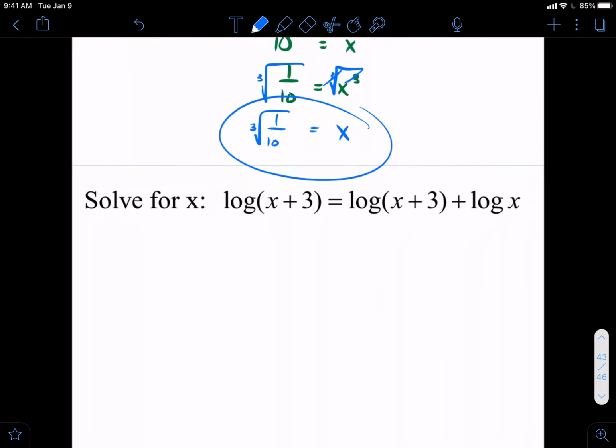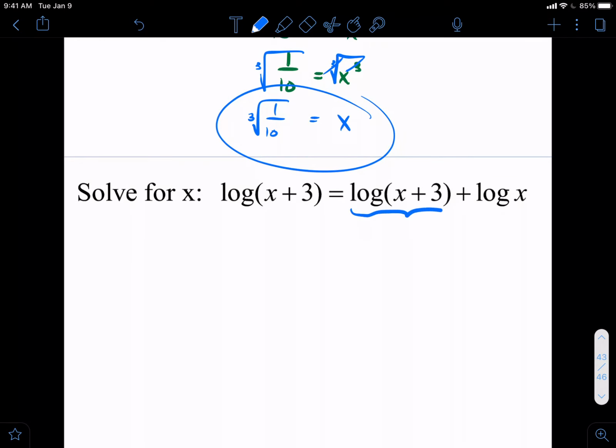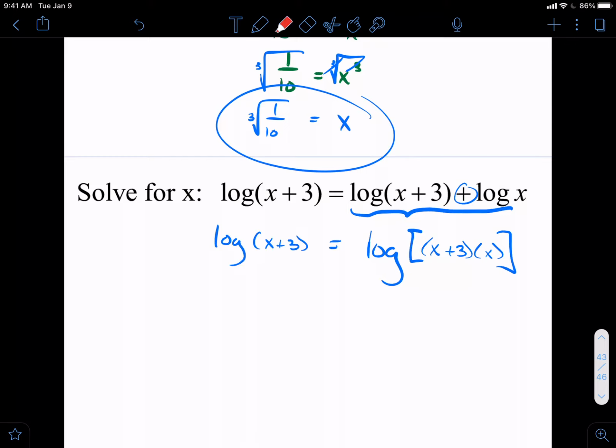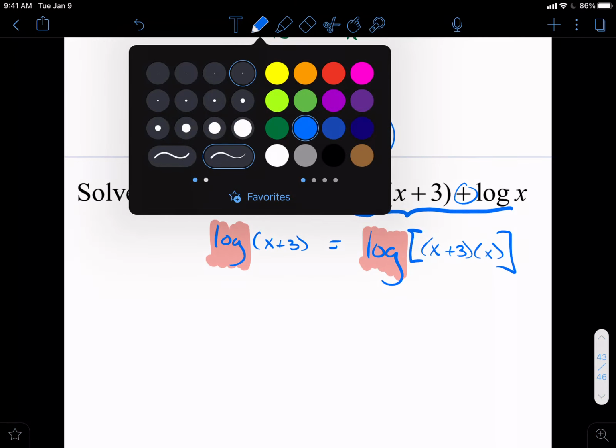Looking at this next one over here, again, we see 2 logs, so we're going to need to combine those together. Since it's addition, we would need to multiply those. So x plus 3 times x, and that's going to be equal to the log of x plus 3. Since we have 2 things that have the same log here, we know the only way that that's going to be equal is if the left side equals the right.